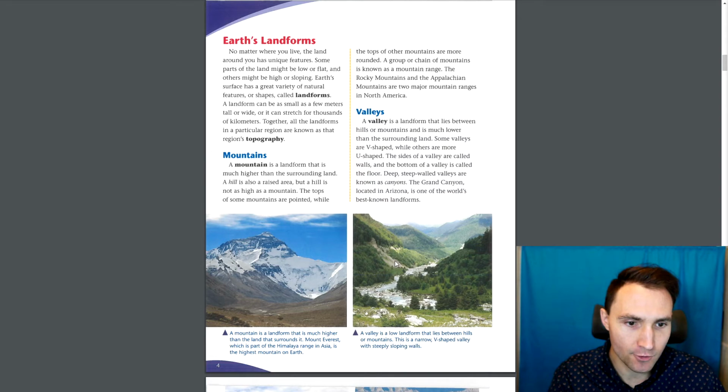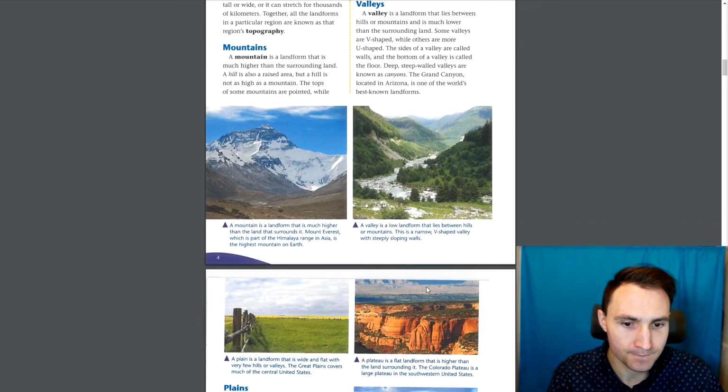So if we look at these two pictures right here, the picture on the left shows a great picture of a mountain, and it's tall and pointy. This is Mount Everest in Asia, if we read the caption. And down here is kind of the valley, and right here is another picture of a valley. You have the mountains all around, and this river goes right through the valley, this low part. And we learned that the bottom of the valley is called what? The floor. And the sides are called the walls of the valley.